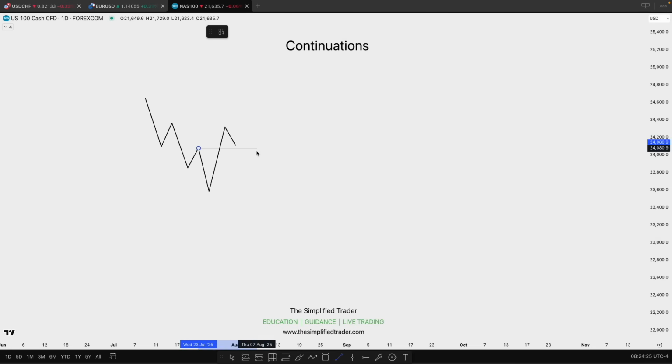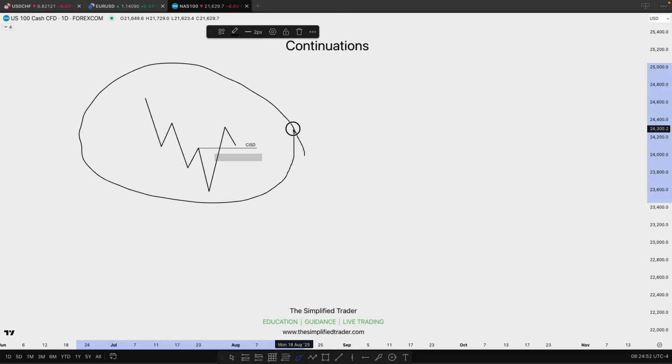And if you do not know what a change in the state of delivery is, I do have a lot of videos explaining CISDs. Then the market gives us a change in the state of delivery or a market structure shift, and it leaves a fair value gap in its place. What a reversal would be is trying to catch the fair value gap entry and then taking a trade. But oftentimes what happens is this becomes a pattern, and the big players know that.